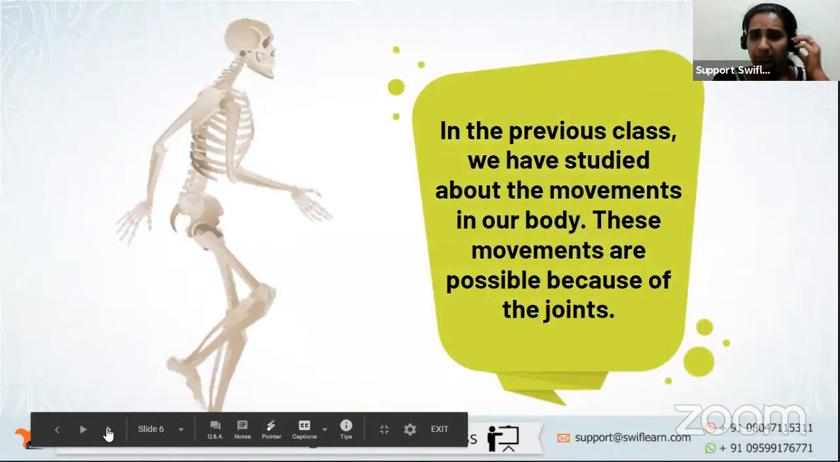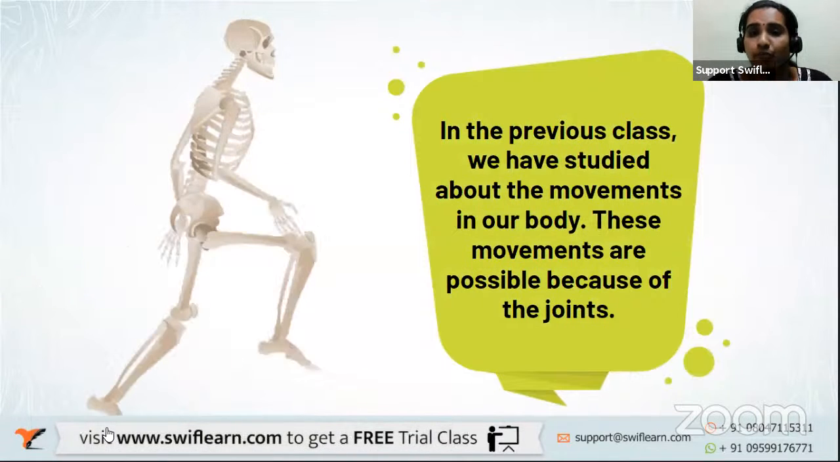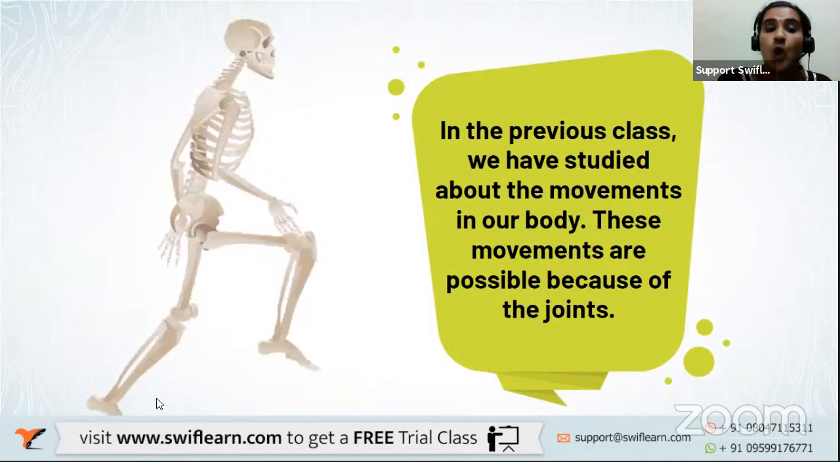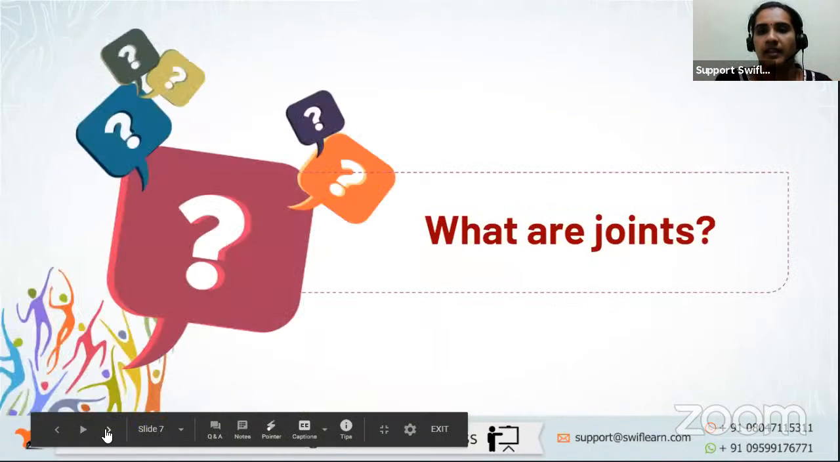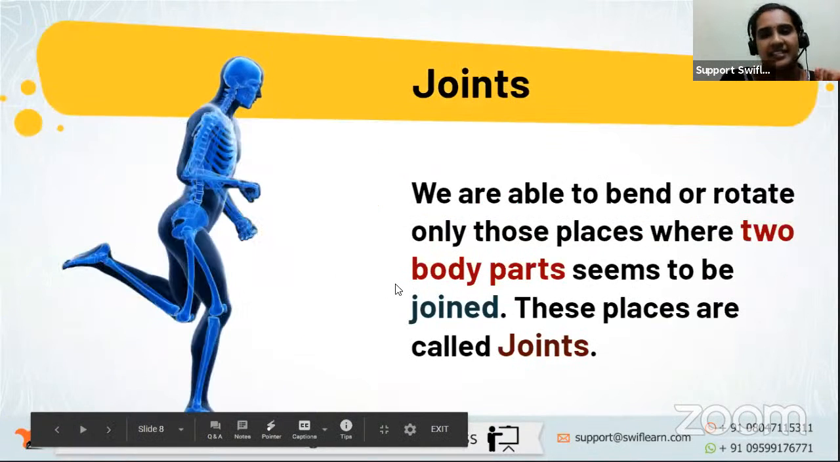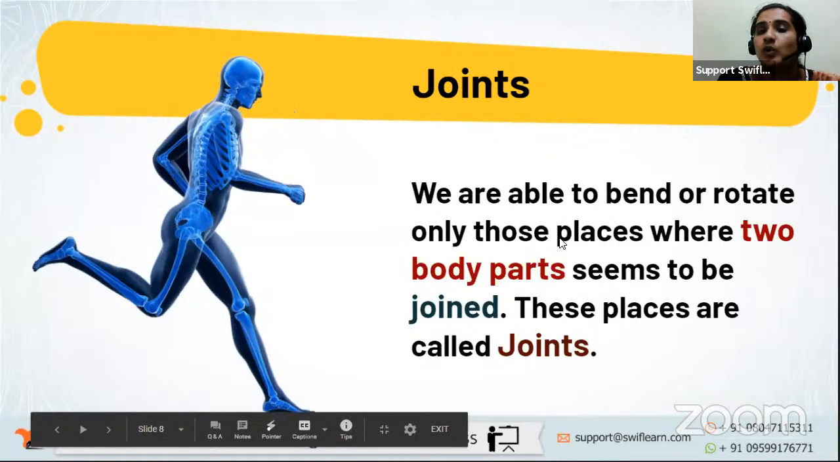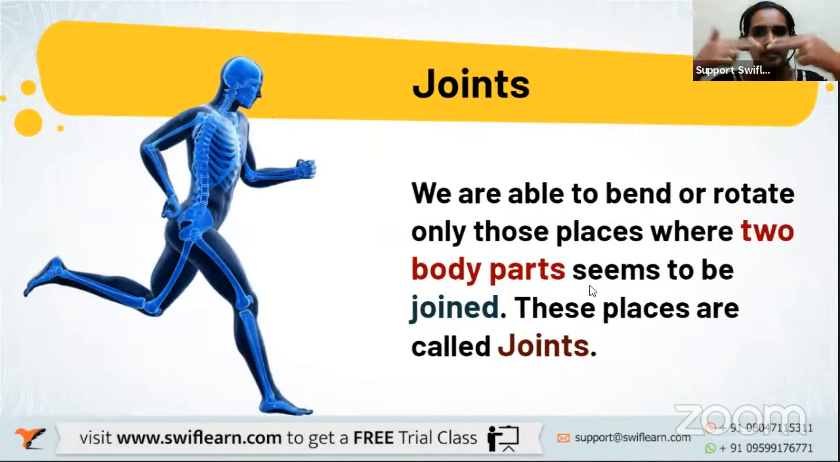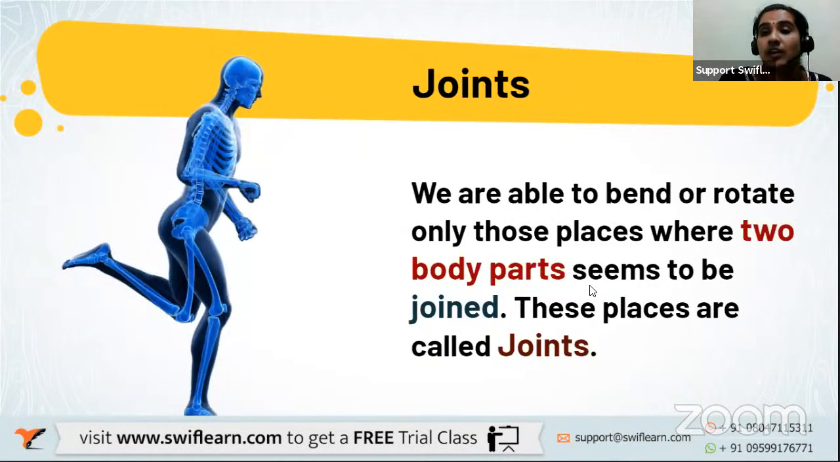So in the previous class, we studied the movements in our body. There are different types of movements. We saw running, jumping, swimming. So many things are there. These movements are possible because of what? Yes, because of joints. Because of joints, we are able to do all these movements. And we studied what joints are. Do you remember that? Yes, we are able to bend or rotate only those places where two body parts seem to be joined. These places are called joints.